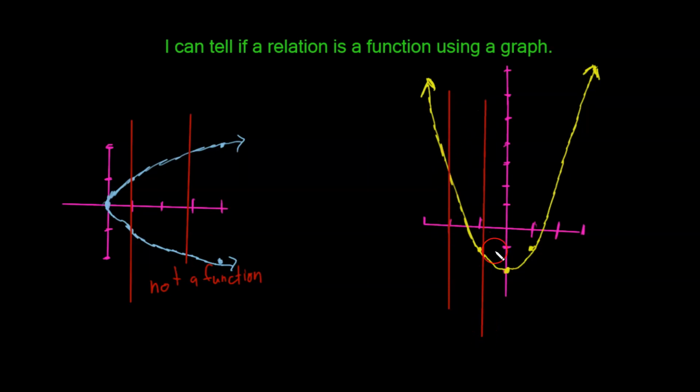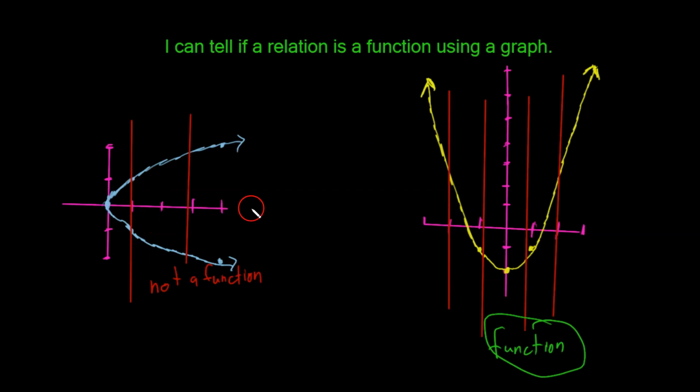It doesn't matter where I draw this vertical line. No matter where, it is only going to have one output. So this is a function. So this one right here is a function because it passes our vertical line test.